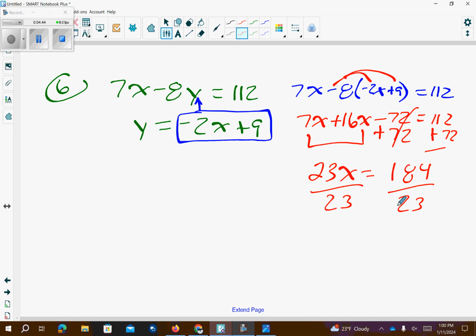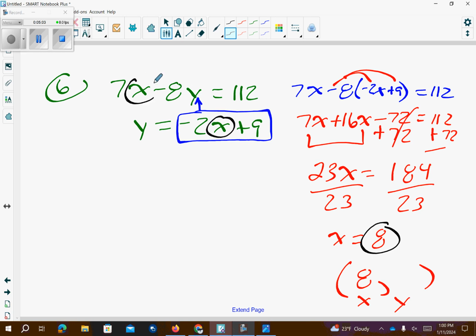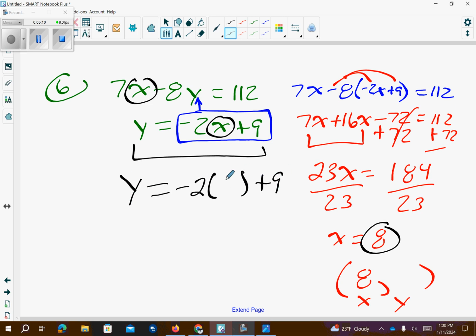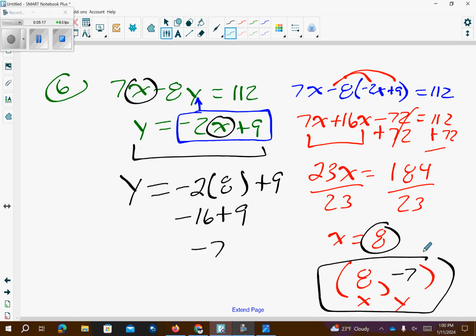Just want to make sure I did my math right. Yeah, 184 divided by 23 comes out to 8. So that's my first answer. Remember, this is x and y. So I'm going to take this 8 and I'm going to plug it in to here or to here. Doesn't matter, but I'll probably choose the bottom one because I'm looking for a y value. That's going to be negative 16 plus 9, so that's negative 7. So 8, negative 7 is my answer.